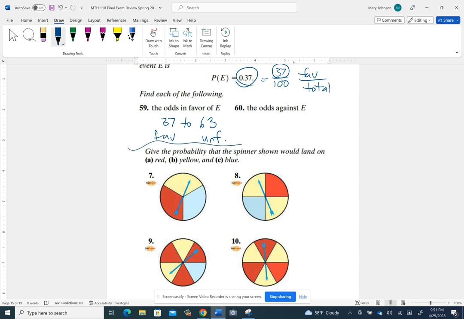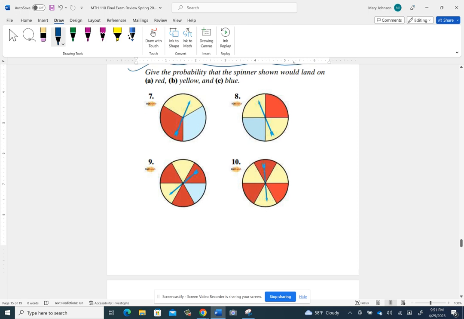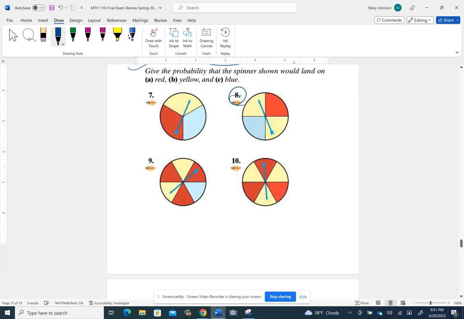Okay. All right, then the next chunk was finding probabilities that are not conditional. So just a lot of probability problems we're going to look at. I'm going to do the even ones. All right, so let's look at 8 and 10. We want the probability that the spinner would land on red, probability yellow, probability blue. We're going to do that for each of these.